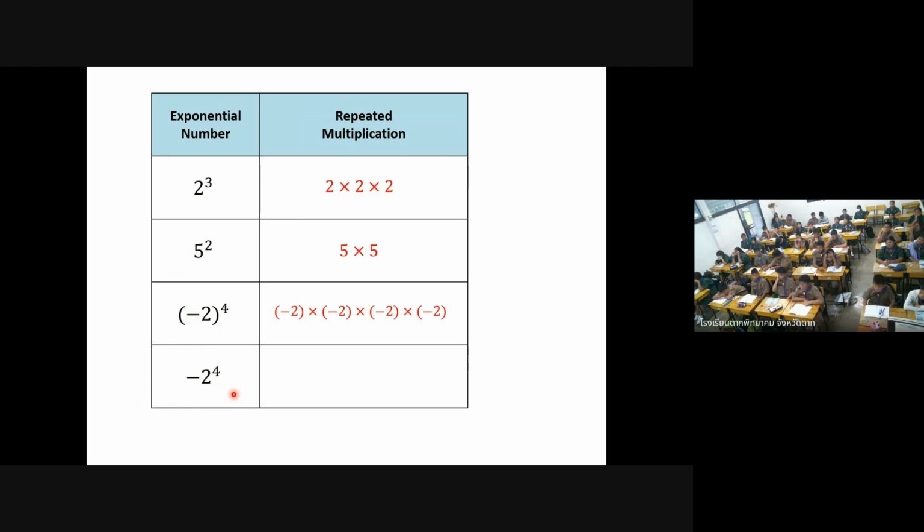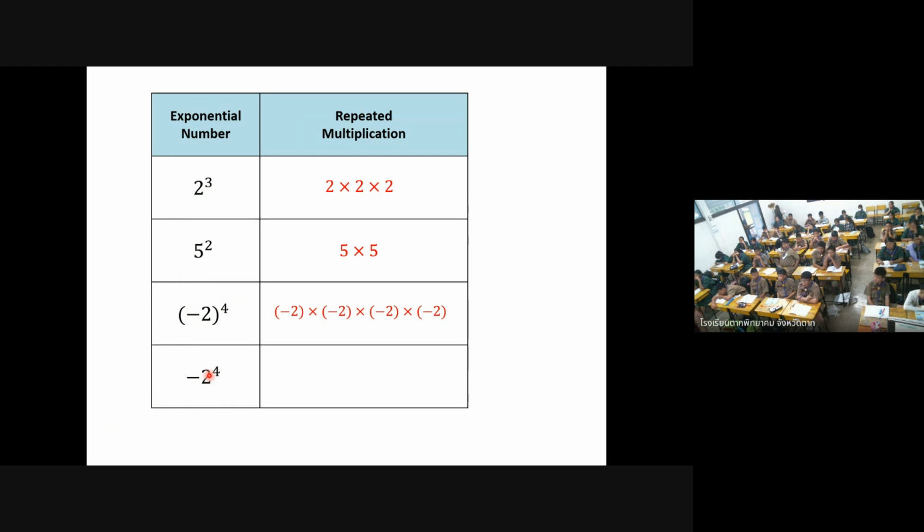Okay. Now here's the thing. This is a common mistake of people sometimes. This one has parentheses, and inside the parentheses we put the negative number. Meaning, the base here is a negative number. Unlike this one, we're not raising the negative number to a power. Only 2 is raised to power 4. The negative number is not part of the given base. For this one, the base is just 2.